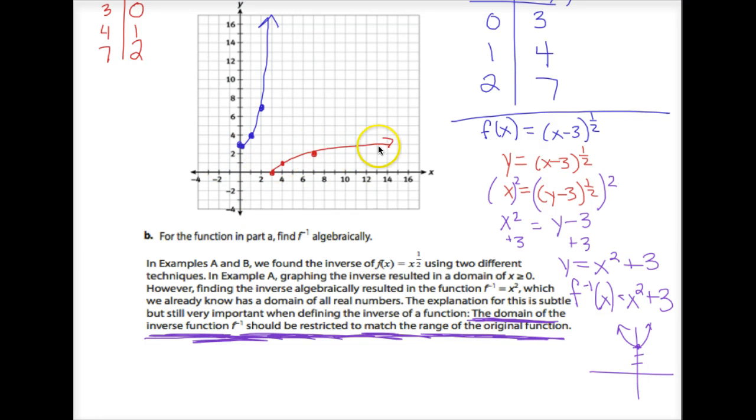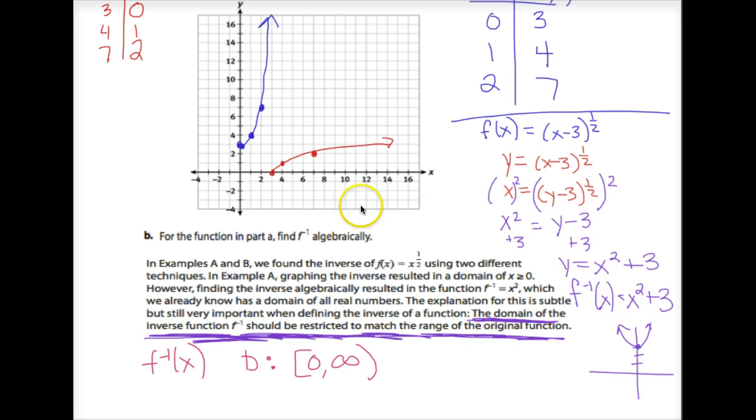So in red was my original function. The range of that, the y values start at 0 and get bigger. So that means the domain of my f inverse function should match the range of this, which is 0 to infinity. So when you find it algebraically, you have to go back and think. You have to match it.